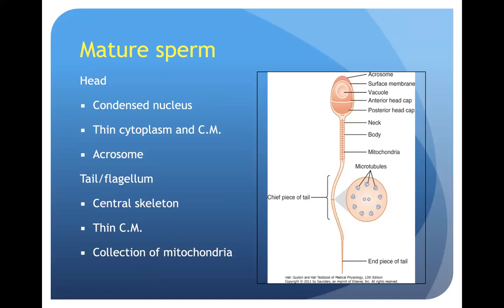And if you look at the picture inside the head, meron kang mga vacuoles which contain enzymes. Later on, we will talk more about it. For the tail, it has a central skeleton. It also has a thin cell membrane, but it has a rich collection of mitochondria. This is very important, yung presence of mitochondria in the tail, because the tail needs energy in order for the mature sperm to become motile. Okay?